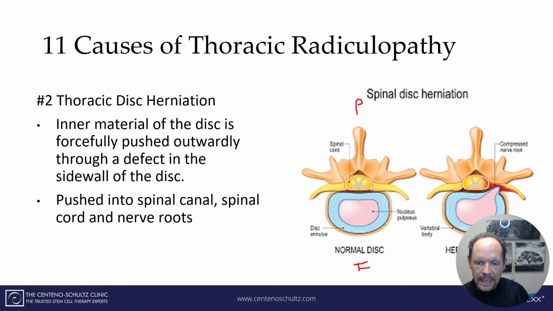And you can see a nice sidewall similar to a car tire. And it contains the gelatinous inside of the disc called the nucleus pulposus. But with a disc herniation, there's a defect in the sidewall. Hence, the material pushes out, and it can rub up or compress that nerve, causing a thoracic radiculopathy.